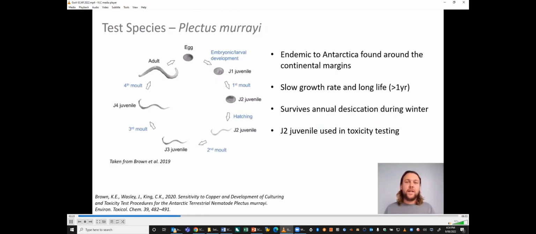The test species for this study is the Antarctic nematode Plectus marii. Nematodes are commonly referred to as roundworms and can be found all around the world. This species is endemic to Antarctica, predominantly existing in soils around the continental margin. As with many cold climate species, they have a much slower growth rate and longer lifespan compared to their temperate counterparts. Additionally, given aqueous conditions only occur during the Antarctic summer melt, Plectus marii undergoes annual freezing and desiccation and can remain desiccated for long periods of time. The life stage used for this study was the J2 juvenile, which is the first stage following hatching.